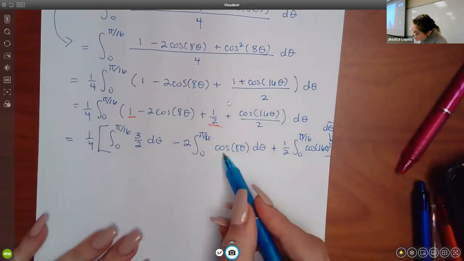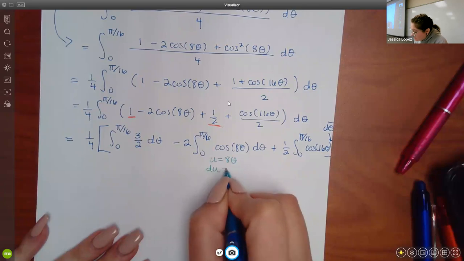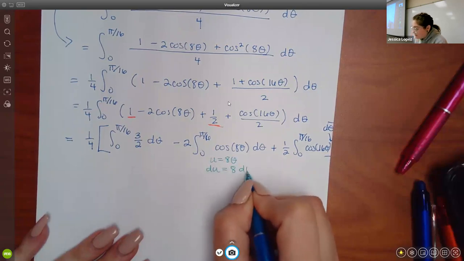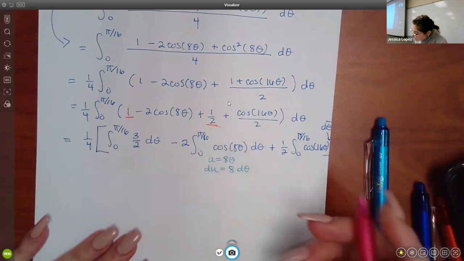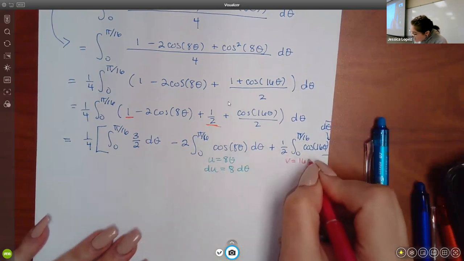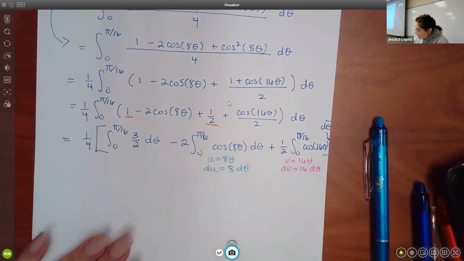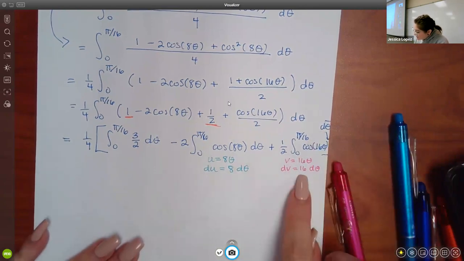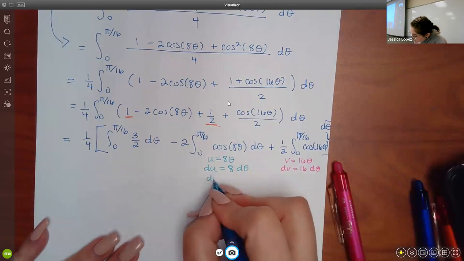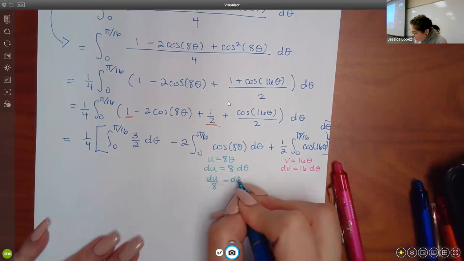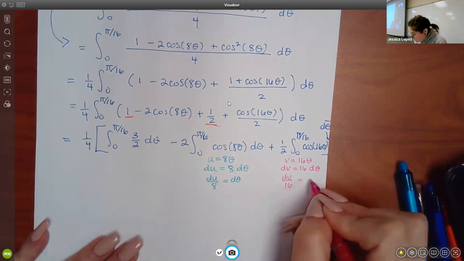So for this middle integral, I'm gonna make U equal to 8 theta. And so then du would be this guy's derivative, which is just 8 with the d theta. Over here on this integral, I'm not gonna use u because I don't wanna get confused. I'm gonna use v. So v is 16 theta, and then dv would be 16 d theta. And I have d theta, but I don't have the 16. Same thing here. I have d theta, but I don't have the 8. So what we can do is replace the d theta with du over 8. Similarly for this, we can replace d theta with dv over 16.